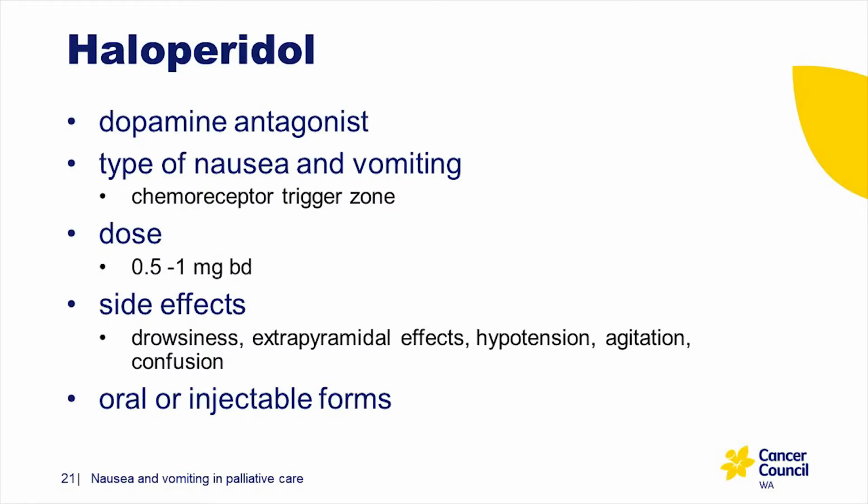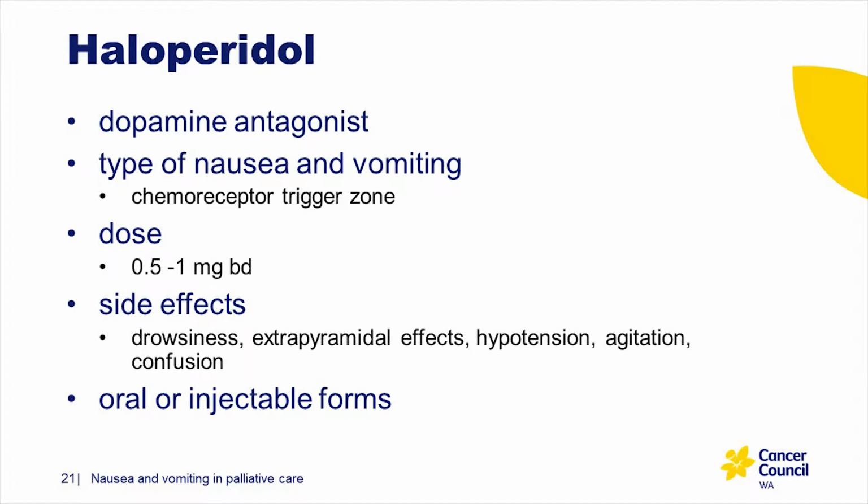Haloperidol is another very common antiemetic used in palliative care. It is a stronger dopamine antagonist than any of our other agents that we use, and therefore it'll often be our second line. If we found that metoclopramide or prochlorperazine haven't worked, then we may use haloperidol for nausea and vomiting mediated by chemoreceptor trigger zone type causes.